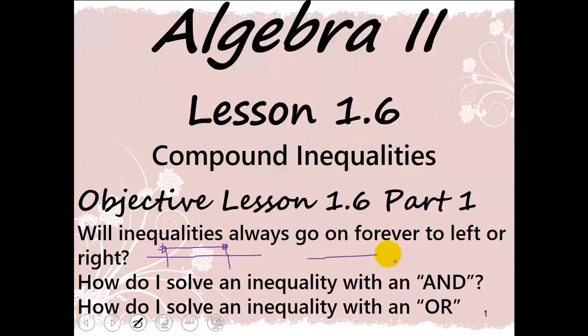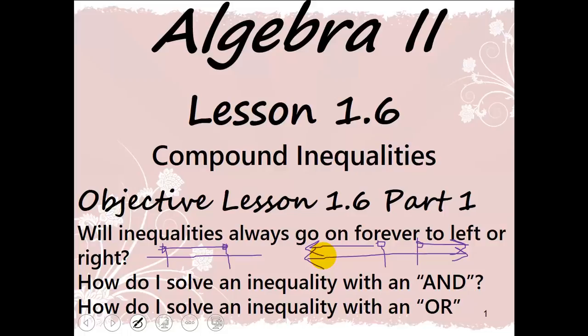And sometimes we had inequalities going off in different directions. So like this. Okay, that's a compound inequality. So more than one inequality is occurring at the same time.